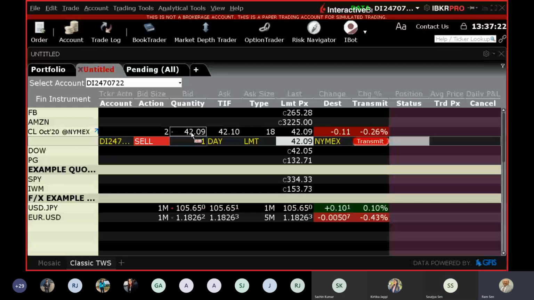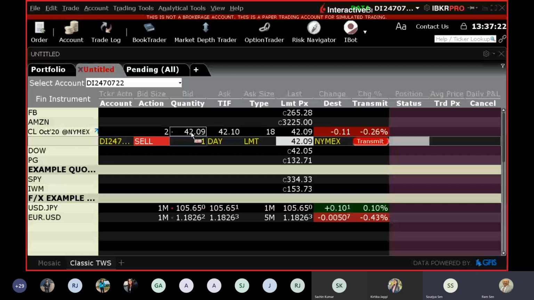So you should always place GTC orders. Interestingly, I don't think even in India you have GTC orders, except with Interactive Brokers. Other than this software, nobody else has GTC orders, the last time I checked. GTC means good till cancelled, so the order stays there until you cancel it.